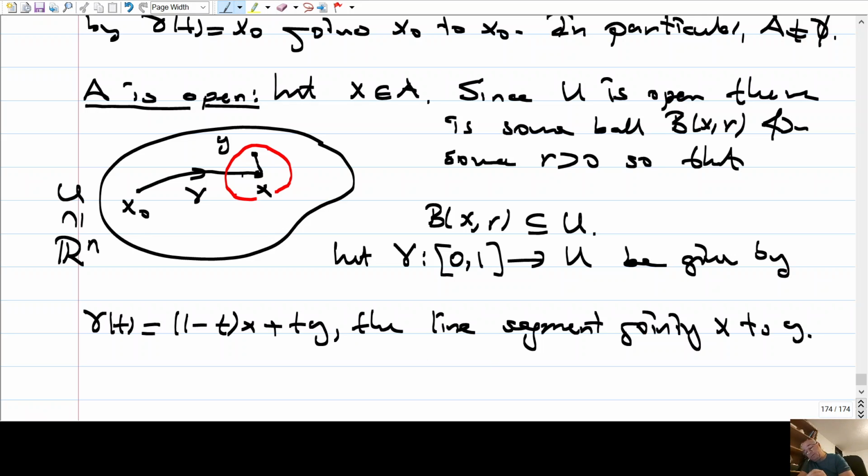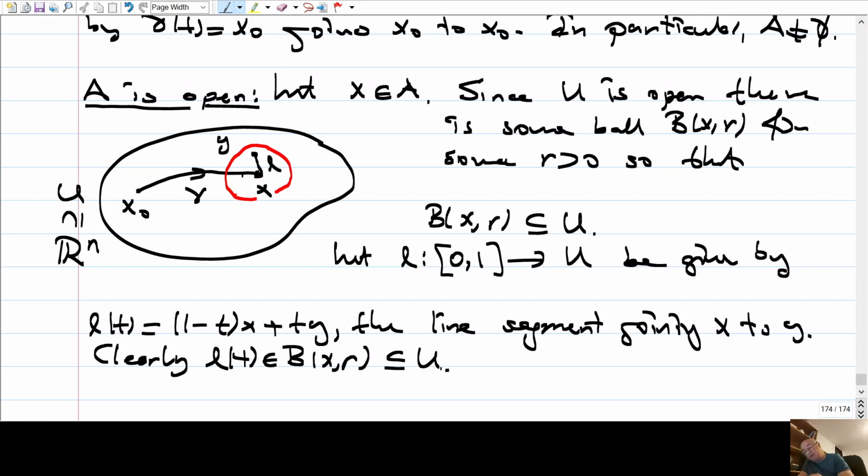Okay, so there is a path, let's call this L, joining x to y. And this path, okay, not gamma, this is L. Clearly, L(t) is always in B(x, r), so that it lies in U. Because any ball is convex. So balls are convex objects. In other words, if you pick 2 points in a ball, then the line segment joining these 2 points lies inside the ball. Okay.